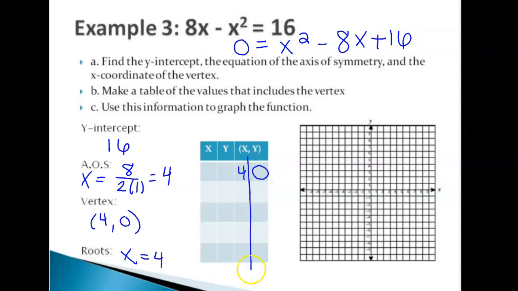We're going to have 4, 0, 5, 1, 6, 4, and 7, 9. The y values don't get changed because a is 1 and k is 0. So all that changed is my x values shifted right 4.